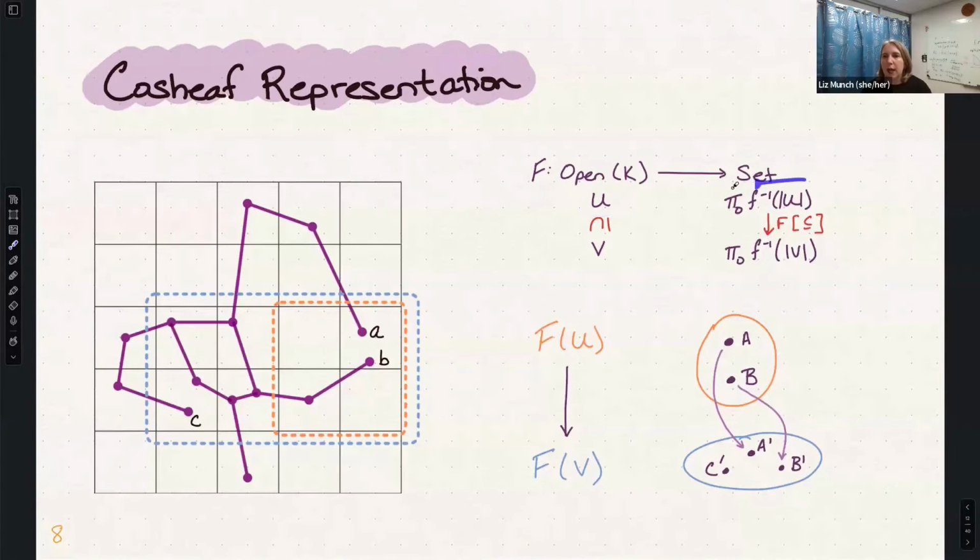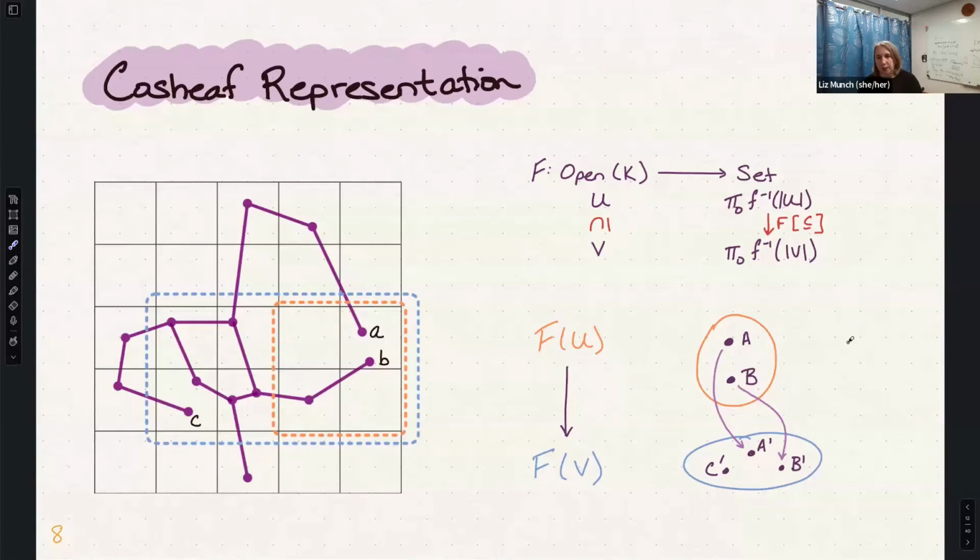For example, if my orange bit is my U, then the points A and B are elements of some connected components, which I'm going to represent by capital A and capital B. So my connected components in f of U are two different objects, A and B. If I do the same thing for V, which is supposed to be this bigger guy out here, I should have three different connected components: this thing, the big guy, and then this guy who is off by himself.